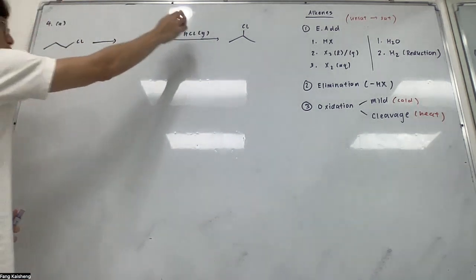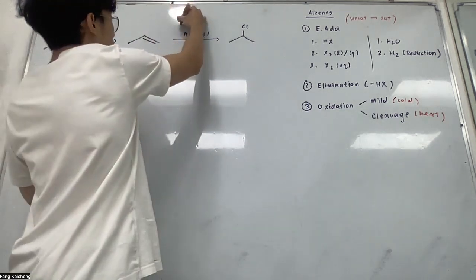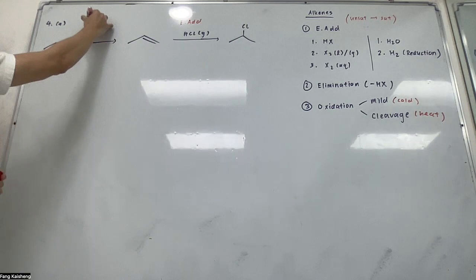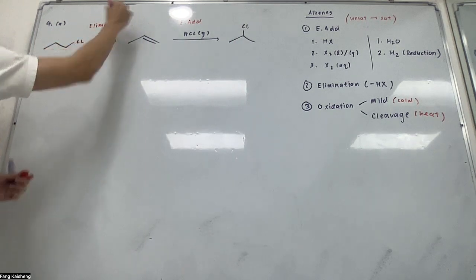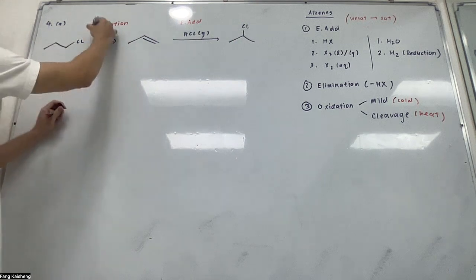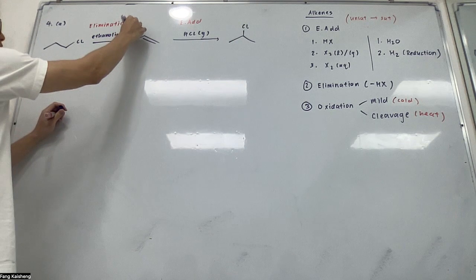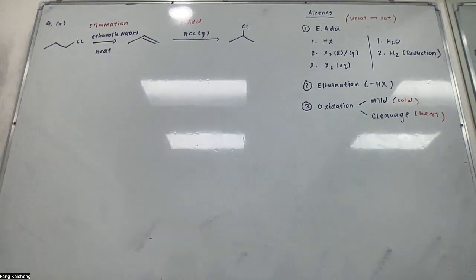So it's 3 marks. But for practice, I want you all to write down the name of the reaction. This one in red is not required. This is electrophilic addition. This one here is elimination. Again, not necessary, but just write it down. Remember, elimination is ethanolic NaOH and heat. Just remember this for life.